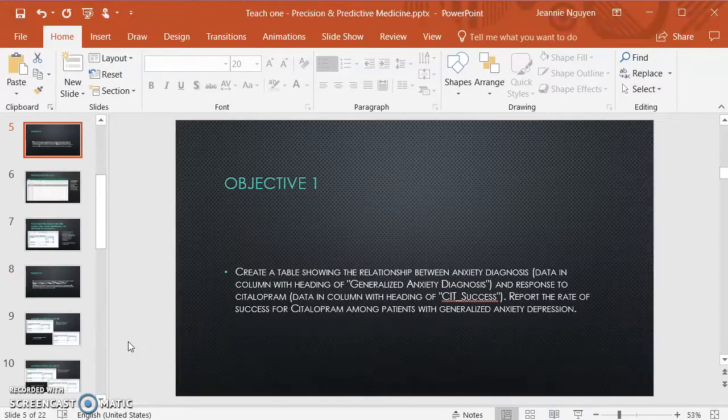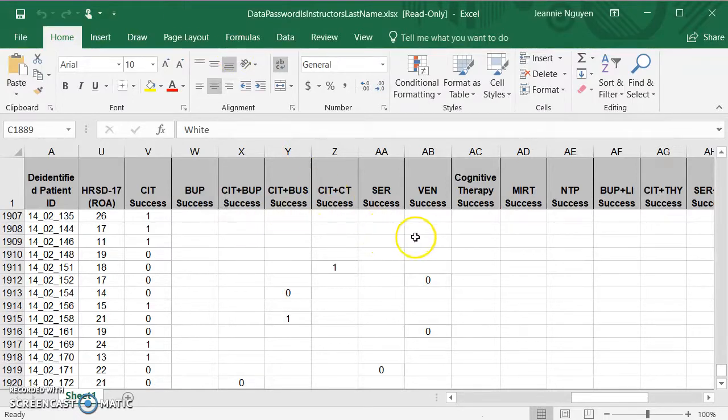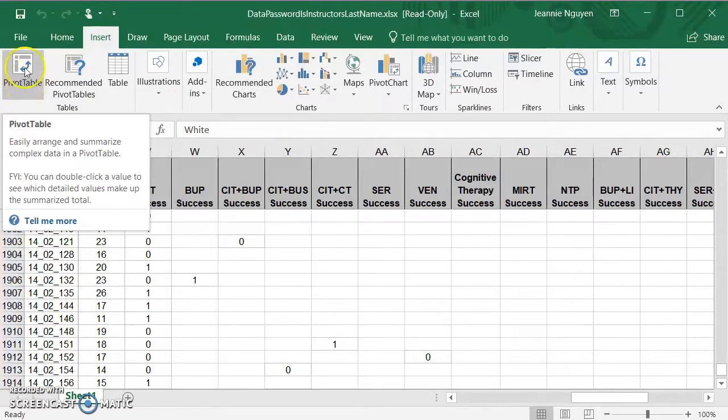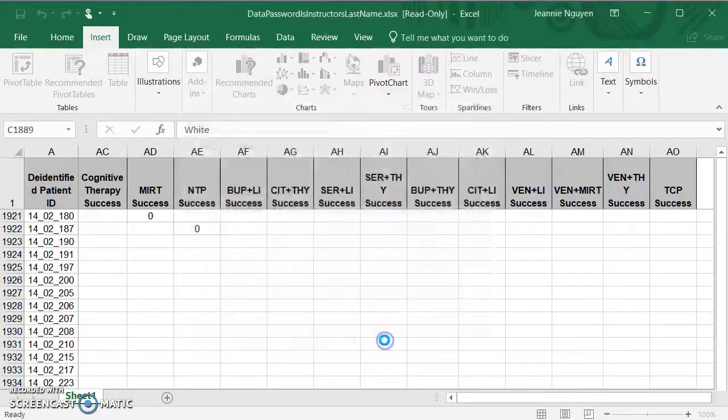Our first objective is to create a table showing the relationship between anxiety diagnosis and the response to citalopram. To make the table, we have to download the given data. Once you've downloaded it, this is what you'll get. To make the table, you go to Insert and create the pivot table. You should have all the data selected and click OK.